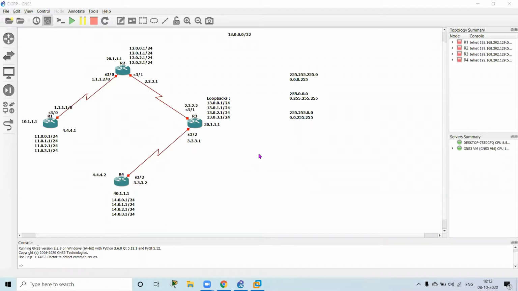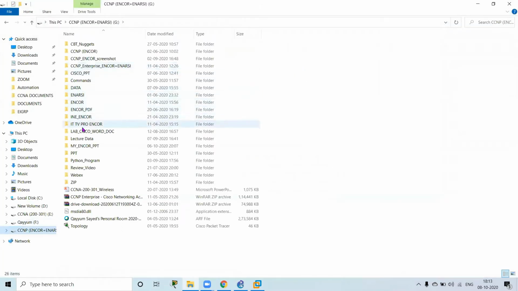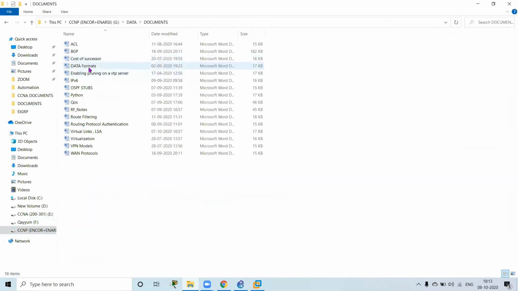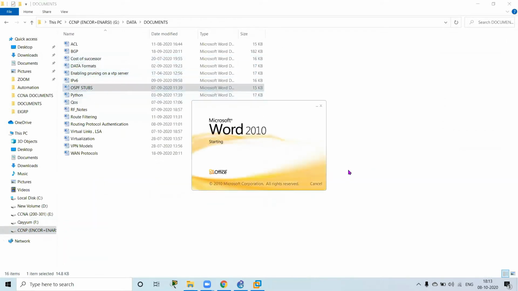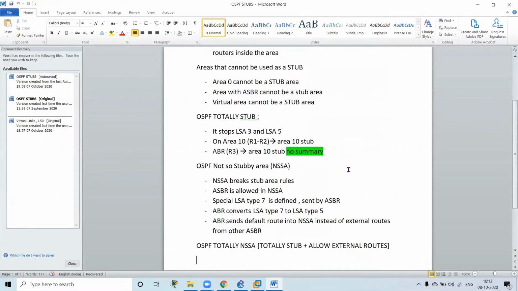So the next thing that we need to configure is NSSA, not so stubby area. Okay, NSSA, not so stubby area.